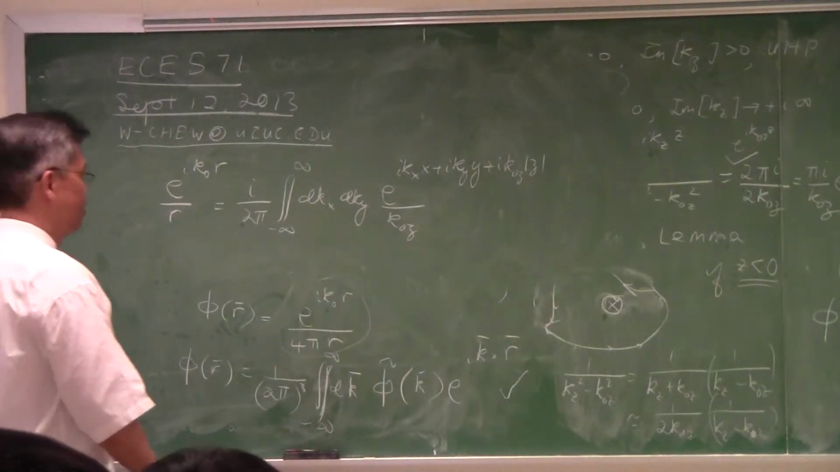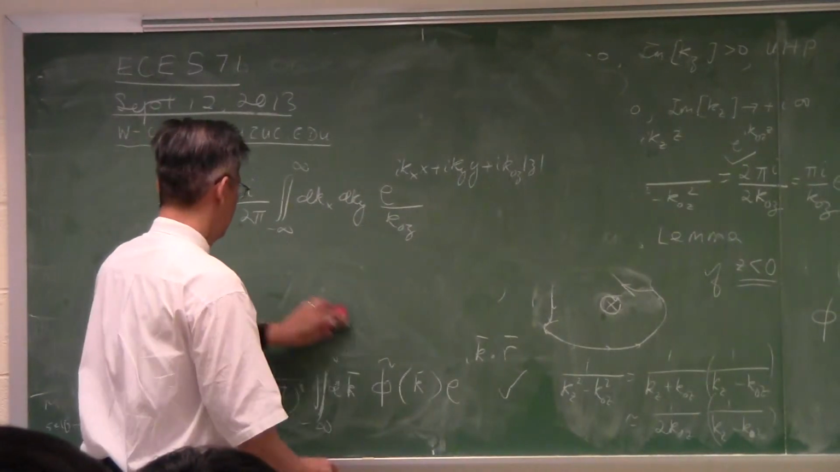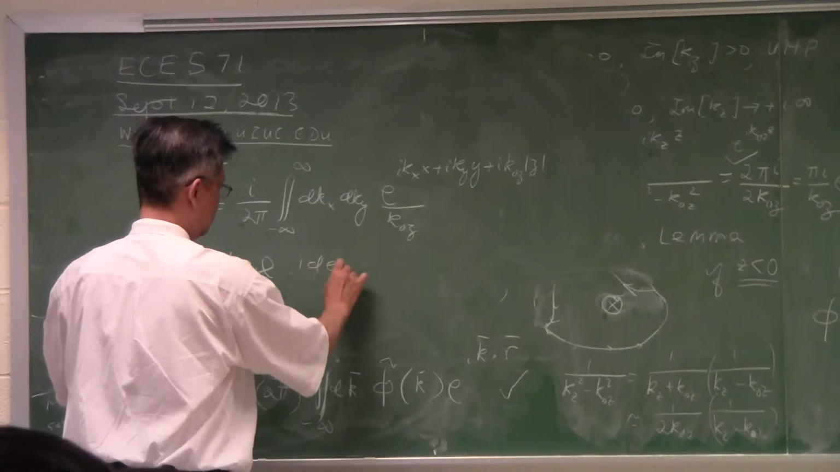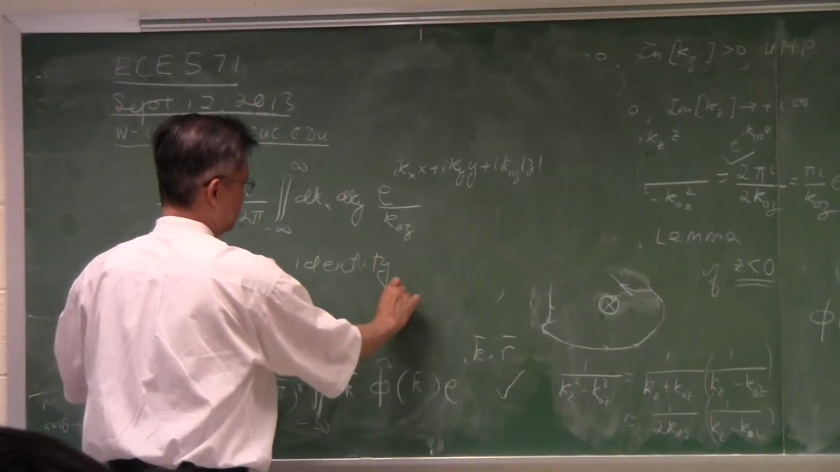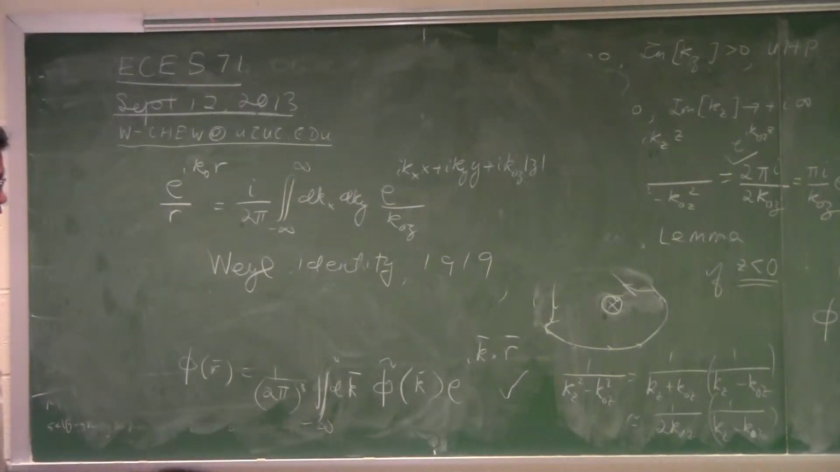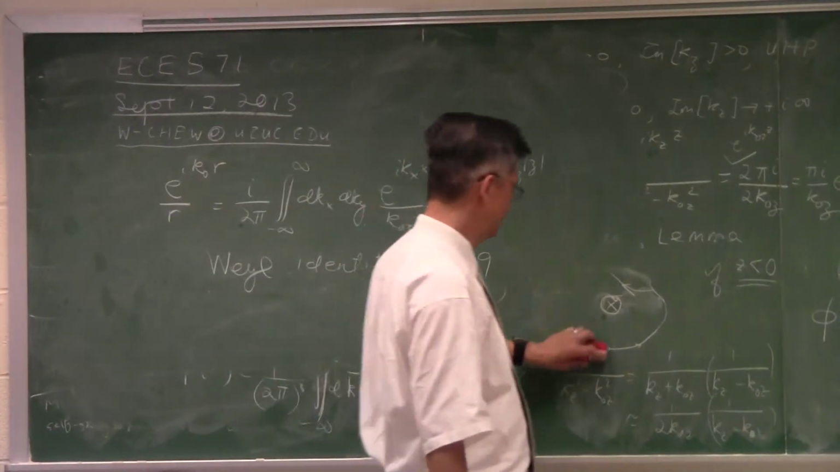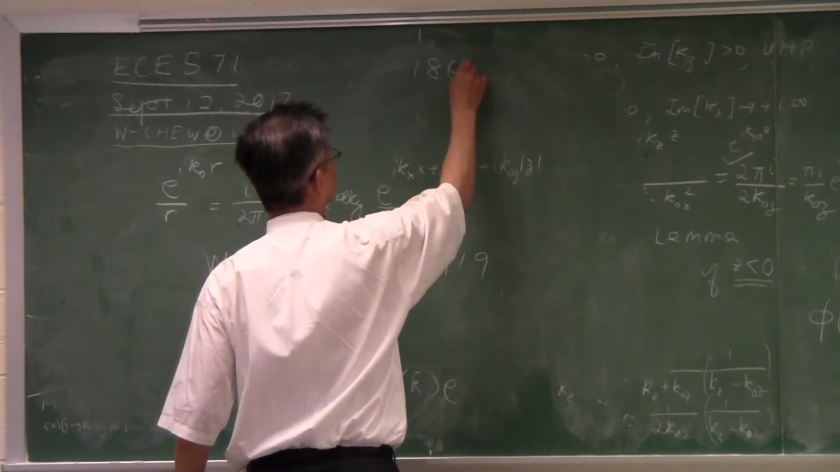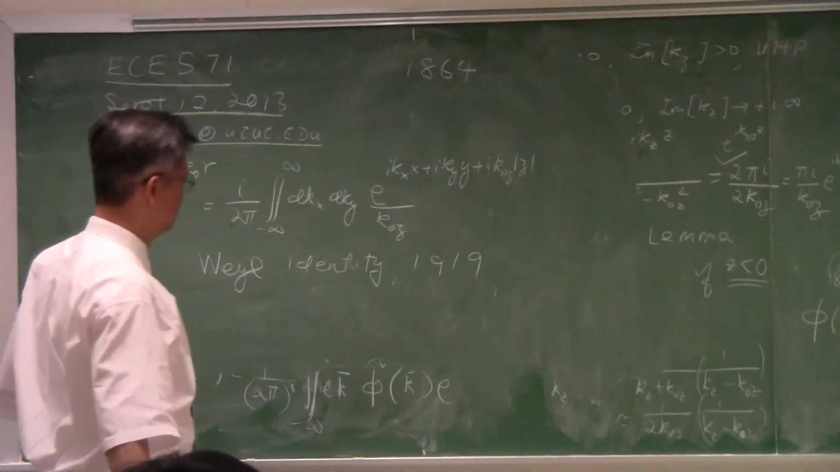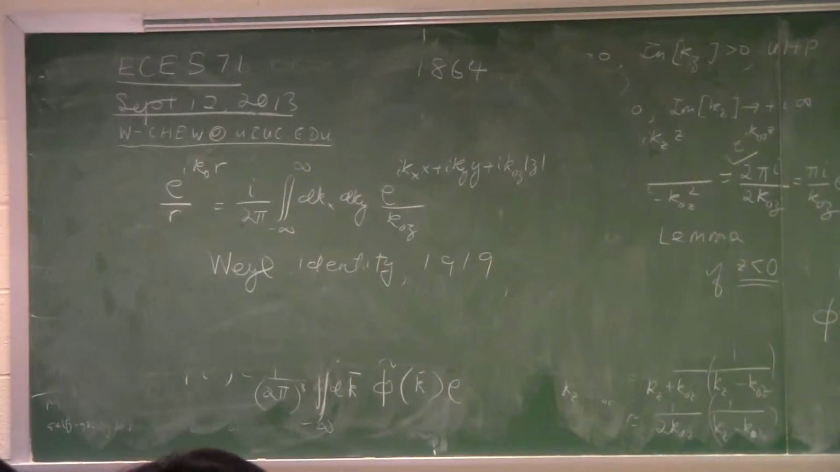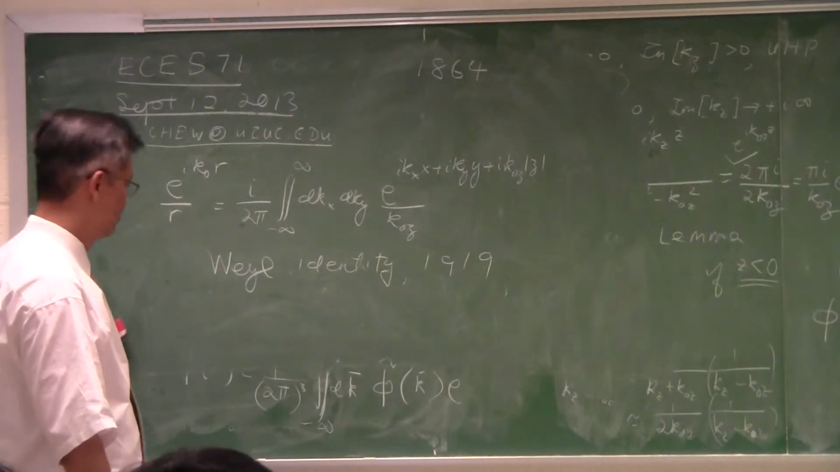This is called the Weyl identity. It was derived about 1919, so maybe about 50 years after Maxwell's equations. Maxwell's equations were completed in 1864. So by the time we reached 1919, people came up with this Weyl identity.